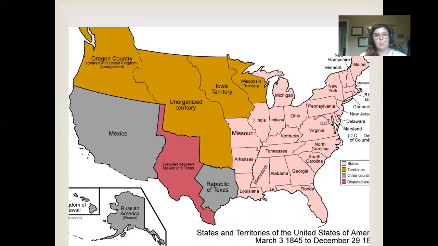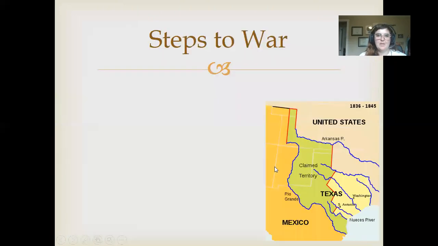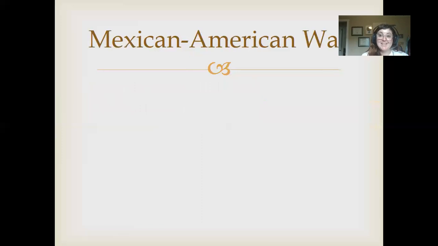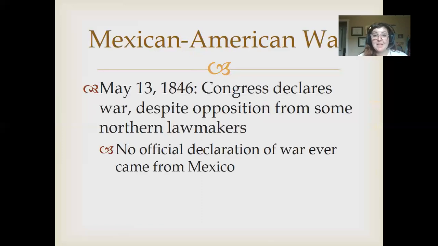So this is essentially what the map of the US looks like at the end of 1845, right? All these states here, the Republic of Texas, this disputed area between Mexico and Texas, and then Mexico and all this unorganized territory up here, right? So, in July of 1845, President Polk orders General Zachary Taylor, another of our famous generals who would later become president, to Texas. And essentially, that sets off the Mexican-American War.